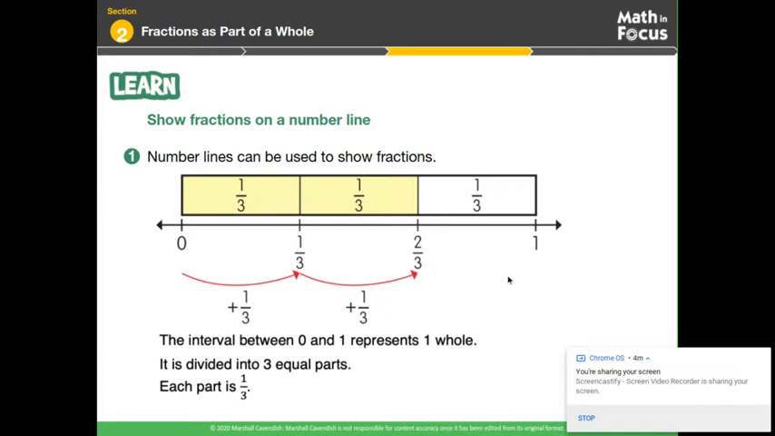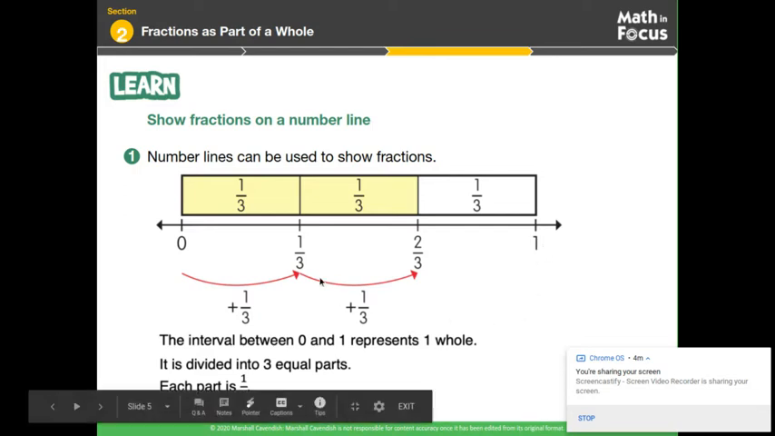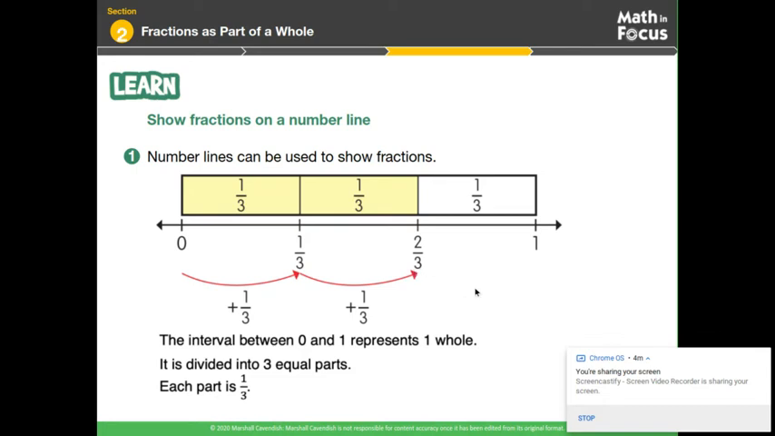Now, boys and girls, this is one whole, but what's the fraction name for one whole on this number line? If this is 1/3, this is 2/3, the fraction name for one whole on this number line is, if you said 3/3, you are right. That's another way you can represent a whole with a fraction.